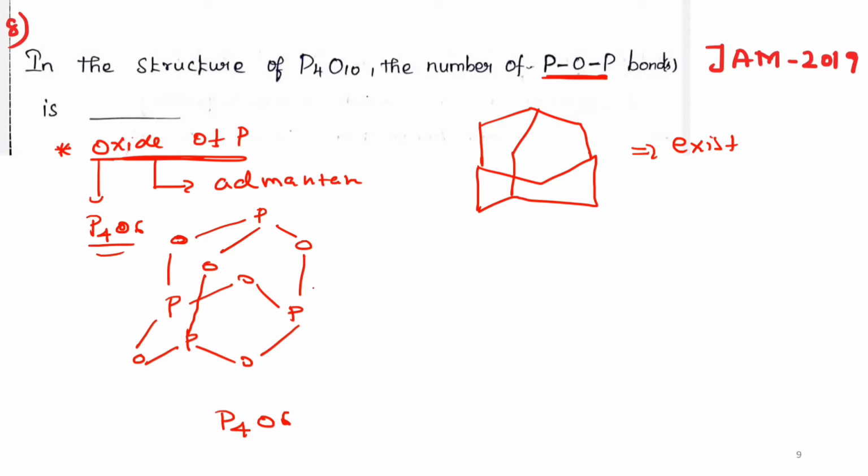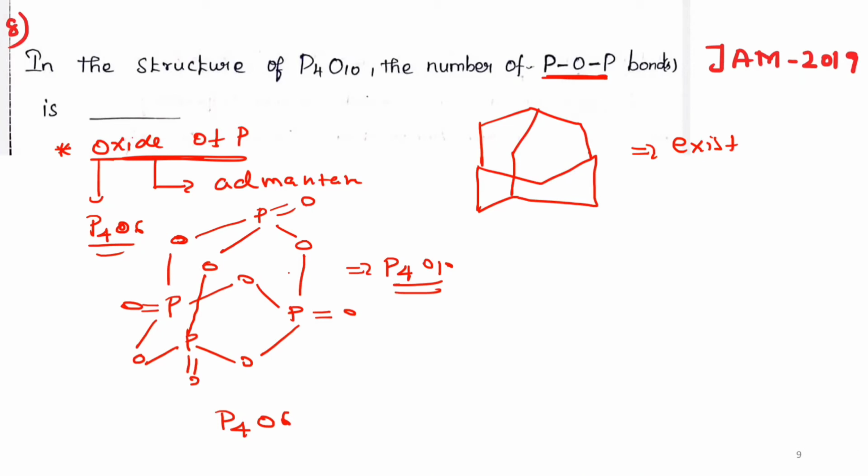Make P double bond O bonds. How many remaining? 4, right? Therefore, 1 P double bond O, and another P double bond O, and the next P double bond O, and P double bond O. This is P4O10. Simple way to draw the structure. I discussed this concept in the previous lecture 11, right?